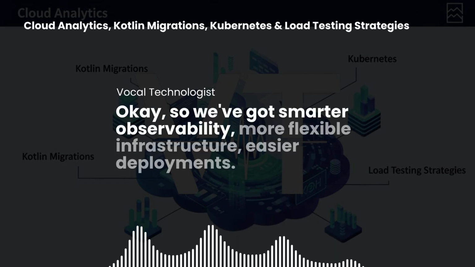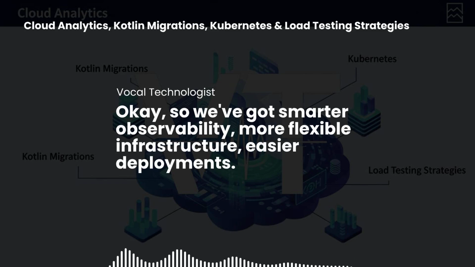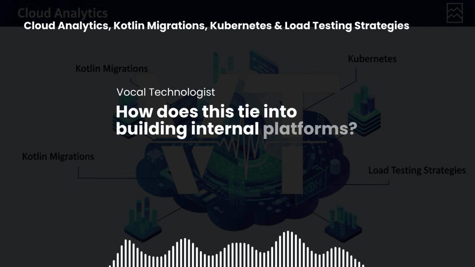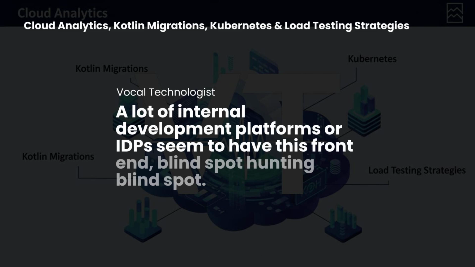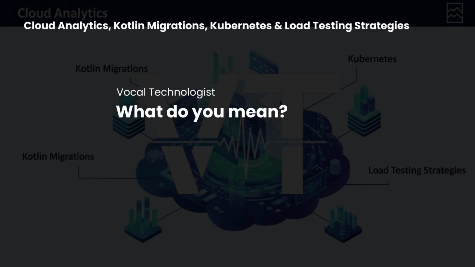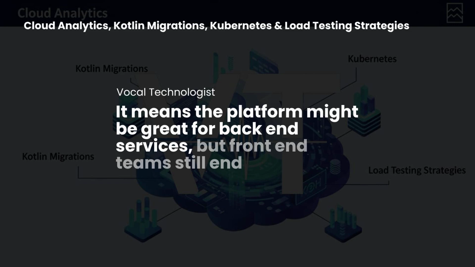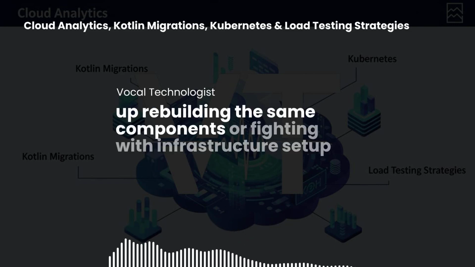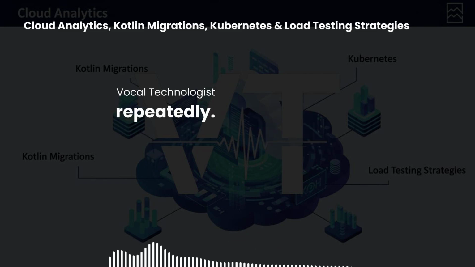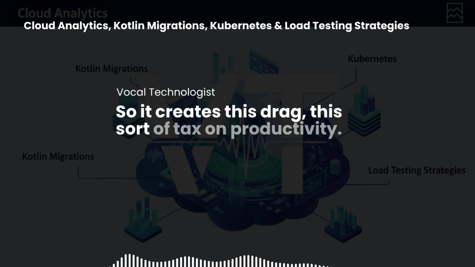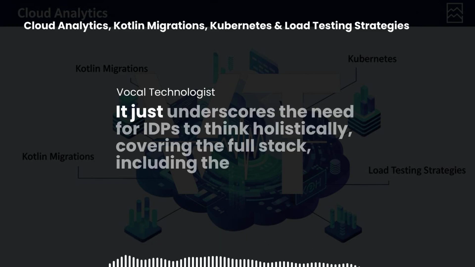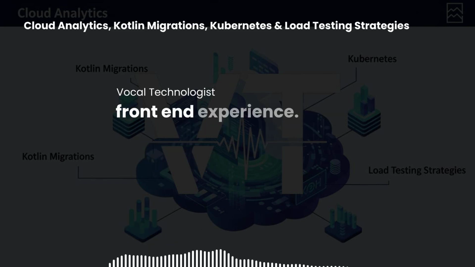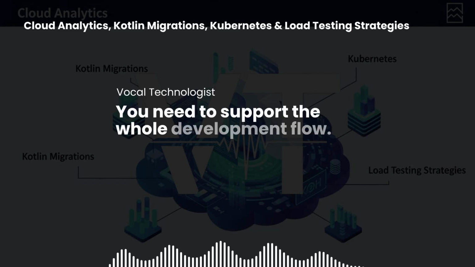Okay, so we've got smarter observability, more flexible infrastructure, easier deployments. How does this tie into building internal platforms? Well, it highlights a common issue. A lot of internal development platforms, or IDPs, seem to have this front-end blind spot. Front-end blind spot, what do you mean? It means the platform might be great for back-end services, but front-end teams still end up rebuilding the same components or fighting with infrastructure setup repeatedly. So it creates this drag, this sort of tax on productivity. Exactly. It's being called the engineering productivity tax. It just underscores the need for IDPs to think holistically, covering the full stack, including the front-end experience. That makes a lot of sense. You need to support the whole development flow.